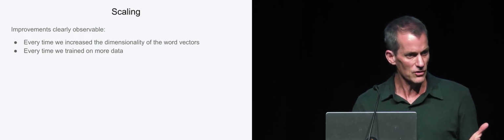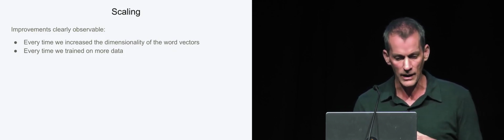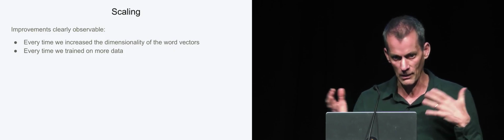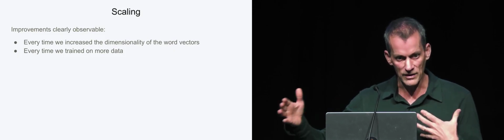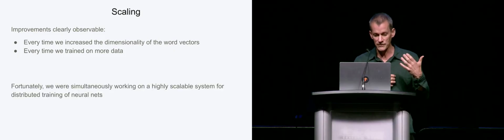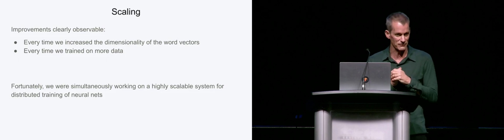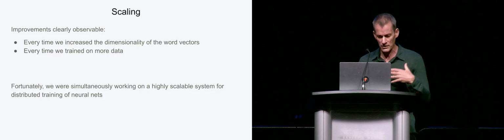Now, one of the things that we observed was every time we made the dimensionality of the word vectors larger, and every time we trained on more data, things got better, right? This is the lesson of a lot of the last 10 years of deep learning work: scaling actually gives you much better results. Fortunately, a bunch of us were simultaneously working on a highly scalable system for distributed training of neural networks. So we decided to take the single machine implementation that Tomas had built for these word embedding questions and implement that in our distributed framework.